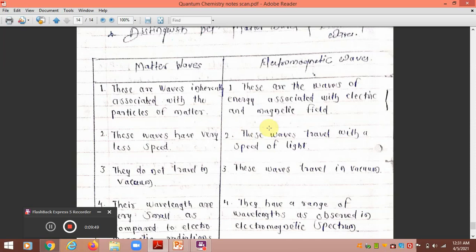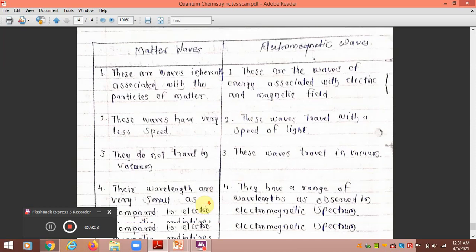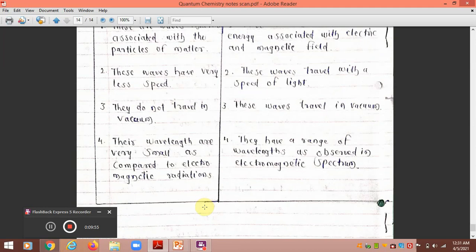After this, we will look at some operators, another concept in quantum chemistry or quantum mechanics, that we will look at in the next part of the video.